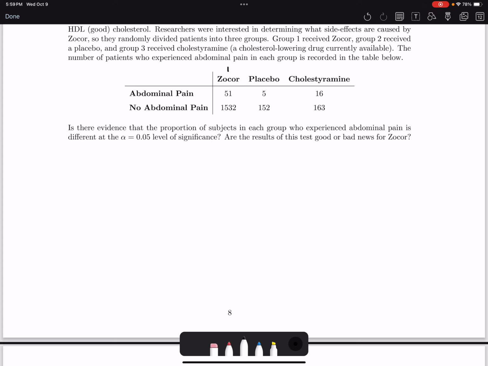So we'll call the Zocor group Group 1, placebo Group 2, and cholestyramine Group 3. The null hypothesis is that P1 equals P2 equals P3. The alternative hypothesis is that at least one proportion is different from the others.